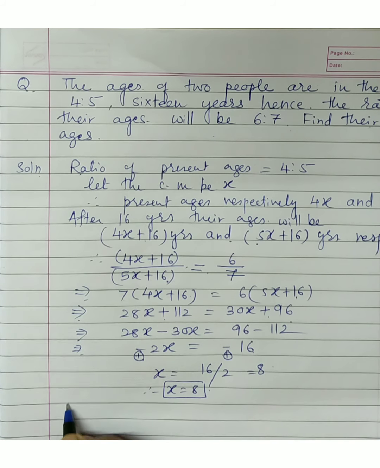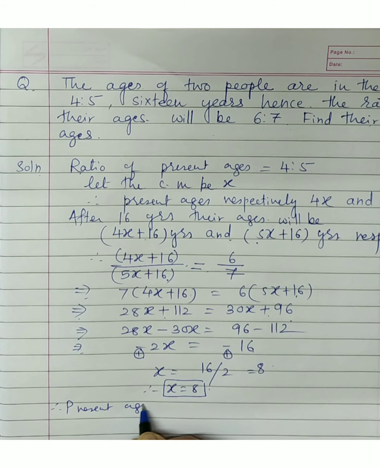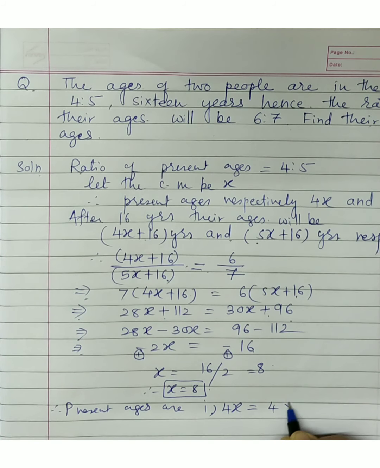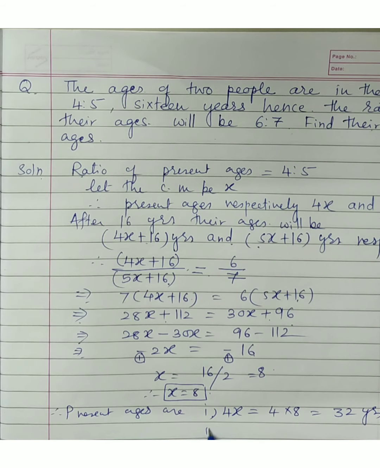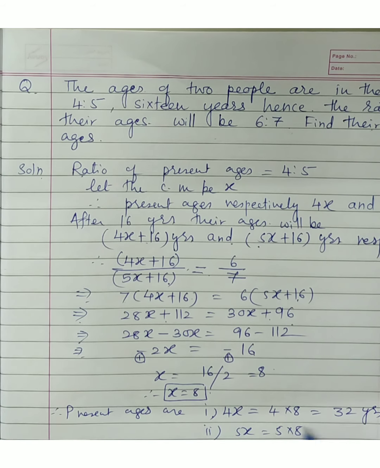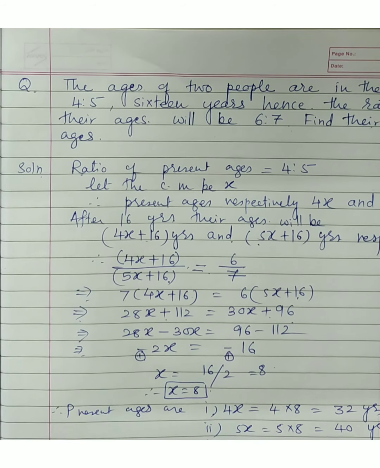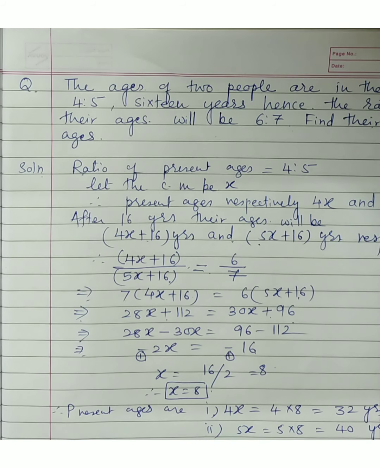We have to find the present ages. So therefore present ages are, first one is what, children? 4x. So 4x will be what? 4 into 8. That is what? 32 years. And other person 5x. So 5 into 8. What is that? 40 years. Right? So this was the simple application part I have shown you of ratio and proportion. In the next video, we shall see the properties of proportion.